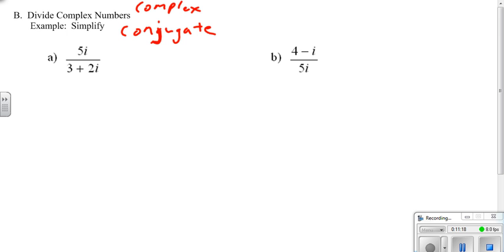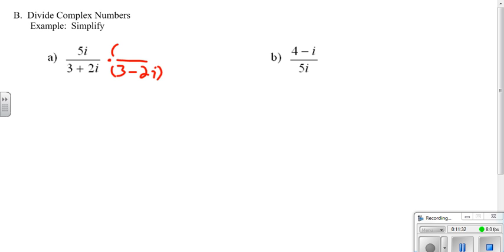So if our denominator is 3 plus 2i, our conjugate, and we're going to be multiplying it by, is going to be 3 minus 2i. And just like before, we need to multiply it on top as well. So the 3 minus 2i on top. Now we know how to multiply our complex numbers.